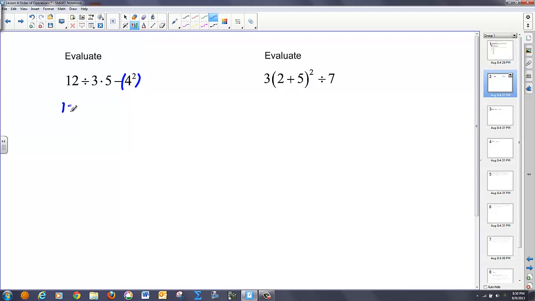So I have 12 divided by 3 times 5 minus 4 squared, which is 16. So the next thing we want to do is look to do any multiplications and divisions from left to right. So I notice these are all multiplications and divisions, but I do it from left to right. So I have 12 divided by 3, which is 4, times 5 minus 16. Now I have a multiplication that I need to do, 20 minus 16, and I end up with 4.